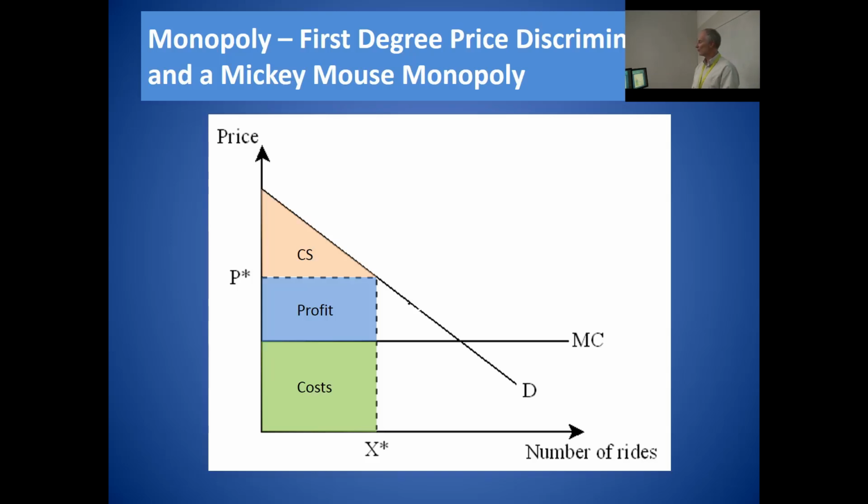But what price is being charged? That area there, the profit and the costs. So that consumer surplus then represents the maximum admission fee that Disneyland can charge people to come into the theme park, and then subsequently charge them a price of P star per ride.